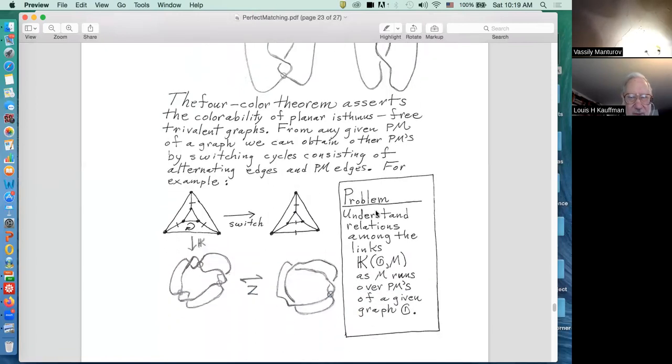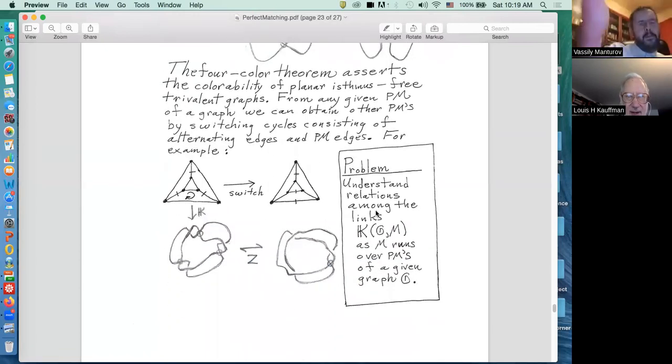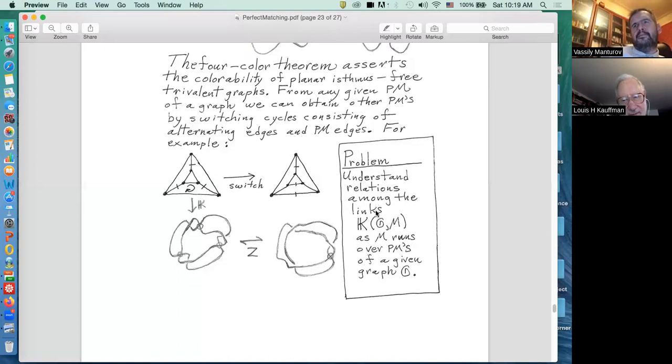And the four-color theorem asserts the colorability of trivalent graphs. From a given perfect matching of a graph, you can obtain other ones by switching cycles. And then you will get other links. So there is this question of what's going on among the links in relation to the colorings and vice versa.